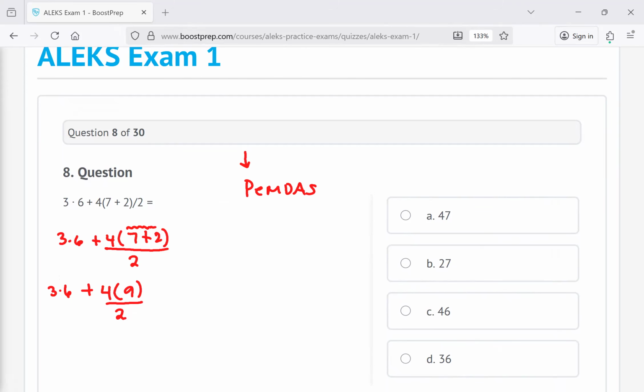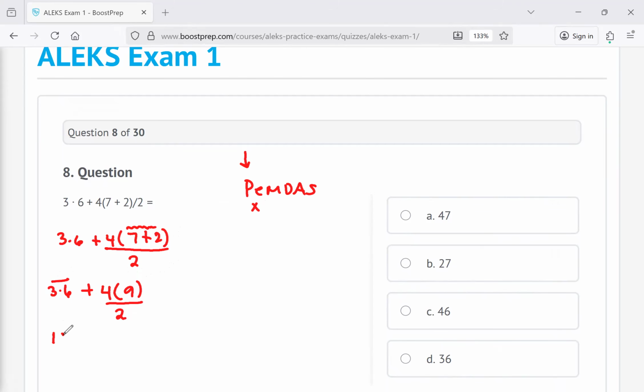So that's the mistake I've done: bring down what you haven't done. Rewrite it if you have to, because if you try to do it in your head, you can easily make a mistake. The next thing is, do we have an exponent? No. Do we have a multiplication? Yes, we have two. So this is a multiplication.